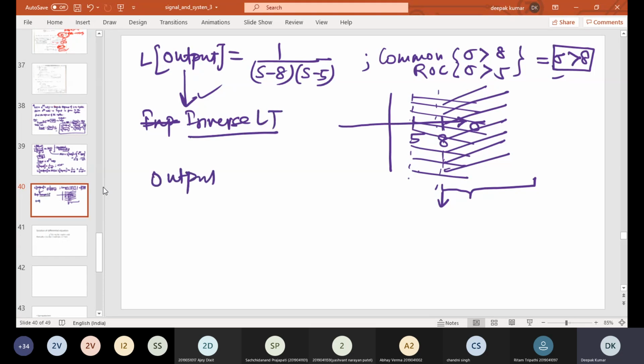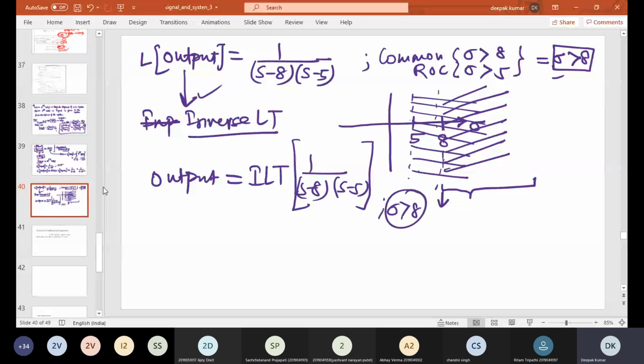So the output will become the inverse Laplace transform of 1 by (s minus 8)(s minus 5) in the region of sigma greater than 8, and this is your duty, to do the inverse Laplace and get the output. That will become the final response of the LTI system.